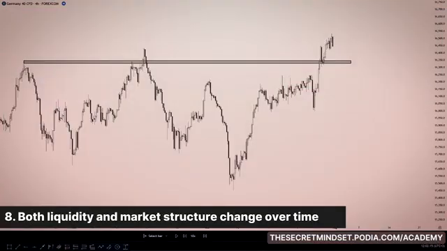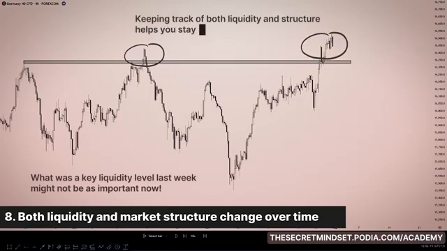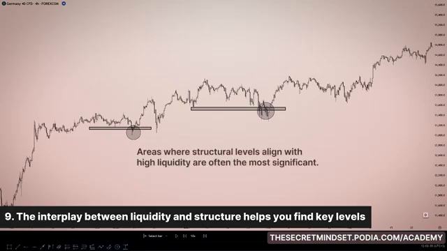Both liquidity and market structure change over time. Just as market structure evolves, so does the distribution of liquidity. What was a key liquidity level last week might not be as important now, so keeping track of both helps you stay in tune with the market. The interplay between liquidity and structure can help you spot truly important levels in the market. Areas where structural levels align with high liquidity are often the most significant.